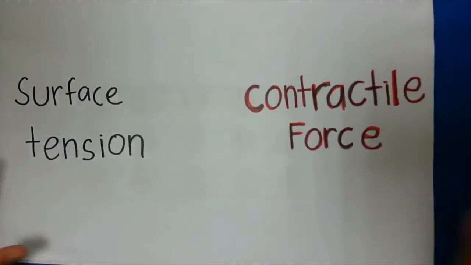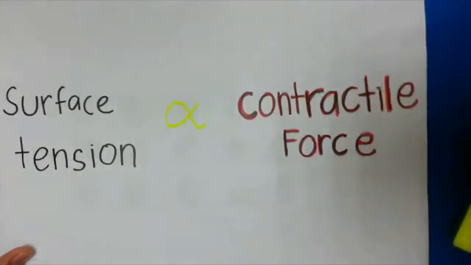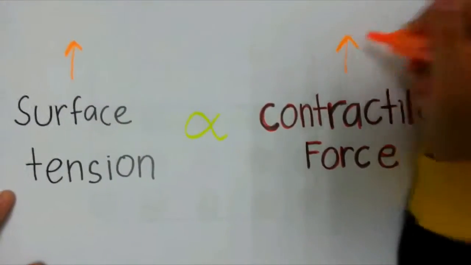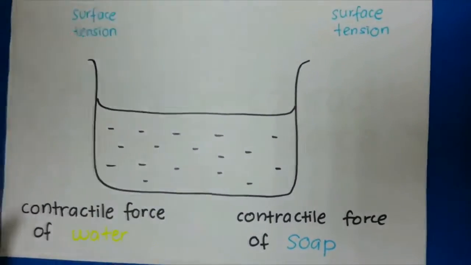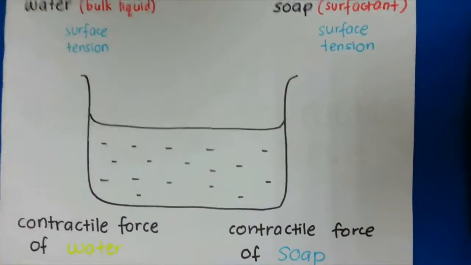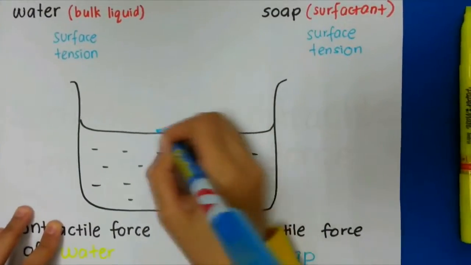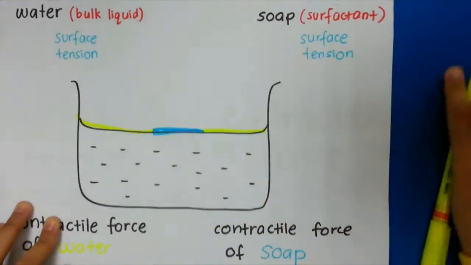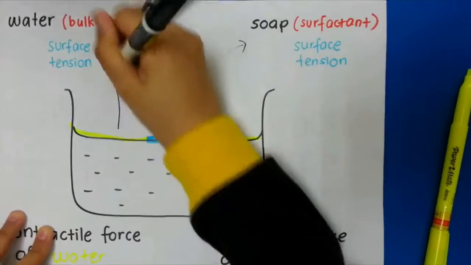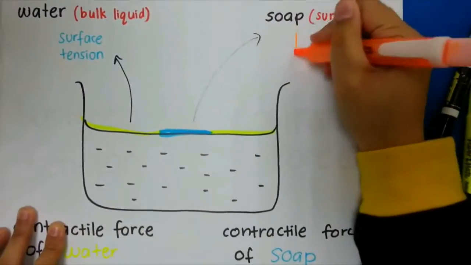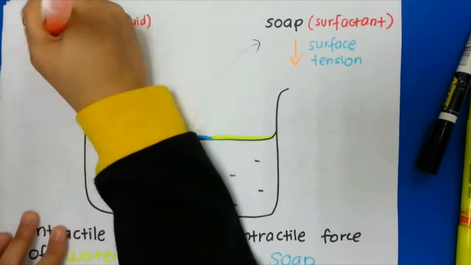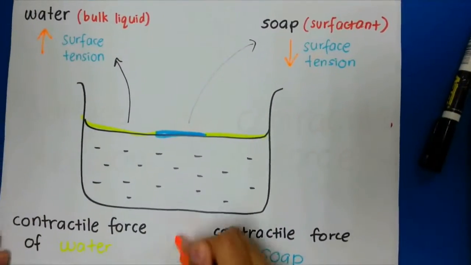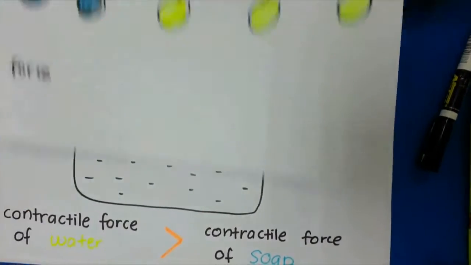So the surface tension, we know, is proportional to the contractile force. That means that if the surface tension is high, then the contractile force is high. The Marangoni effect occurs with two different substances. Let's say the soap is blue and the water is yellow. Let's place the soap in the middle, which is in blue, and the water around it, which is in yellow. We can say that the soap is a surfactant and the water is everything around it. The soap has lower surface tension than the water, which has higher surface tension. Therefore, the contractile force of water is greater than the contractile force of soap.